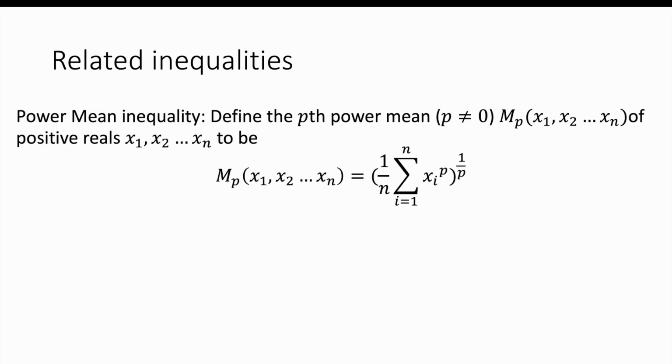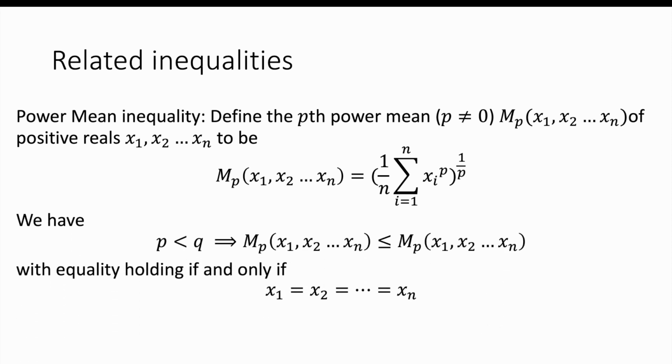We'll now be discussing a related inequality, which is the power mean inequality. We define the p power mean of x1 to xn, where x1 to xn are all positive real numbers, to be the following expression. It is 1 over n times the sum of all the numbers raised to the power of p, and the whole thing is raised to the power of 1 over p.